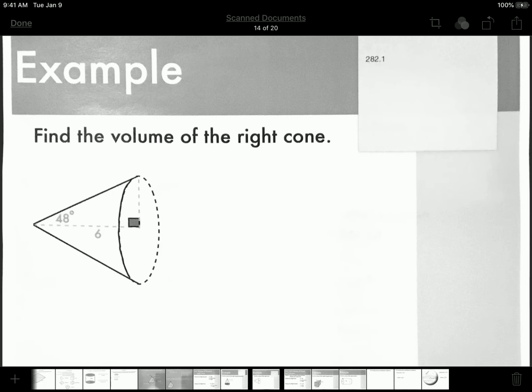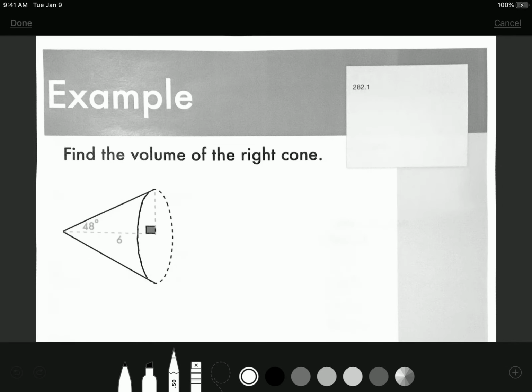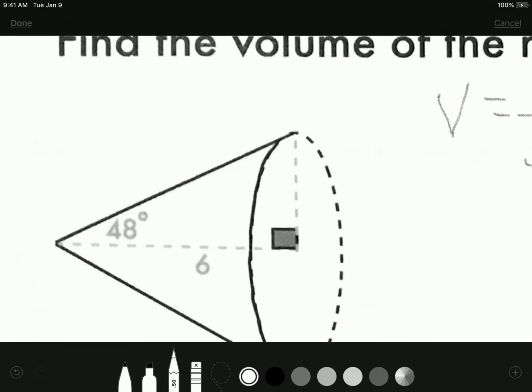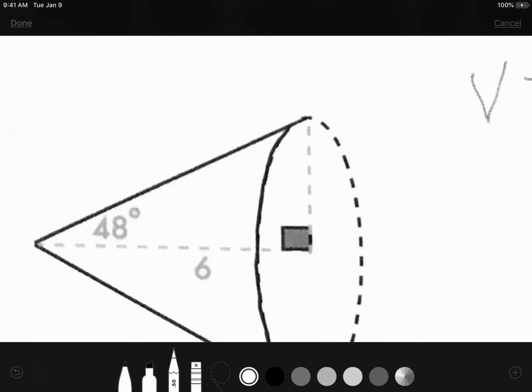Now I can move on to another one. Now we have a right cone. So our volume formula for a right cone is 1/3 pi r squared h. Unfortunately here, if we take a nice close look, we're missing the radius. And we have an angle here that is not 45, 45, 90 or 30, 60, 90, which means we have to do trig.